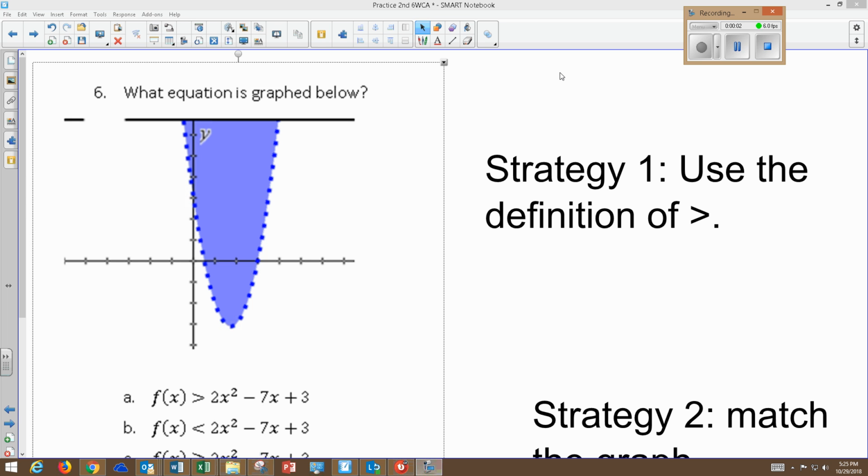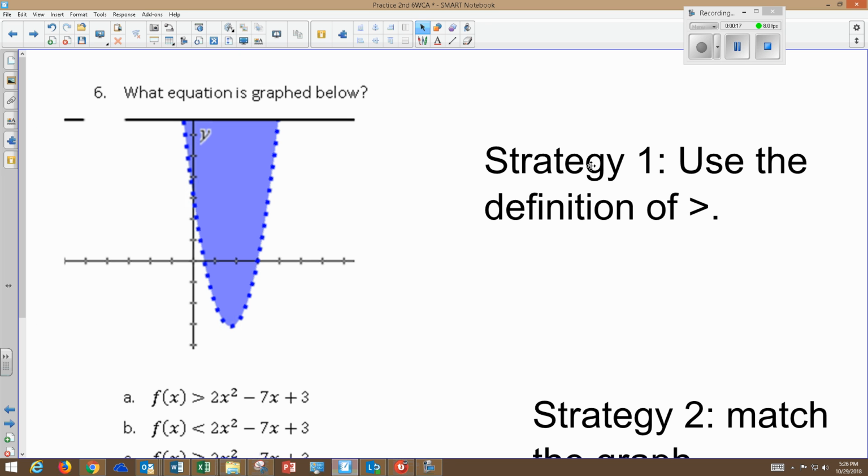Okay, number 6, we are graphing an inequality. And again, we have two strategies. Strategy 2 would be just to graph all the answer choices and see which one matches the graph. Or you could just use the definition of what it means to graph with the inequality.